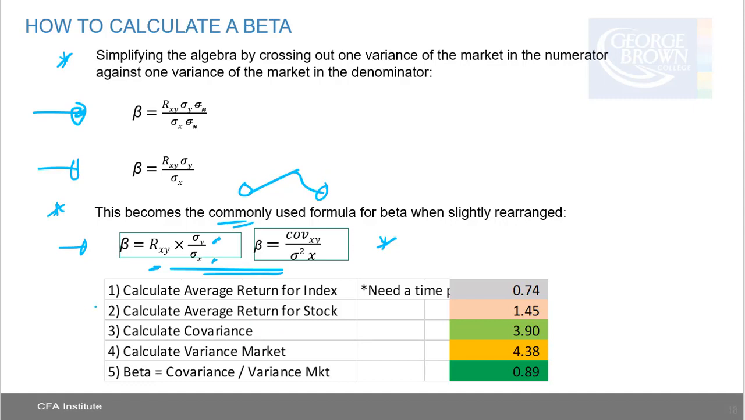Okay, next we're going to look at an example of calculating the beta for General Electric, and the steps are: number one, we're going to calculate the average return for the stock. Number two, we're going to calculate the average return for the index.